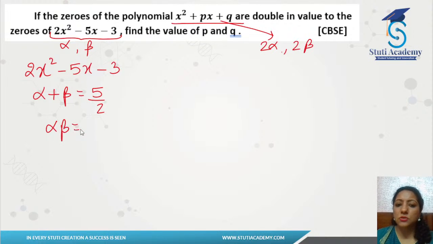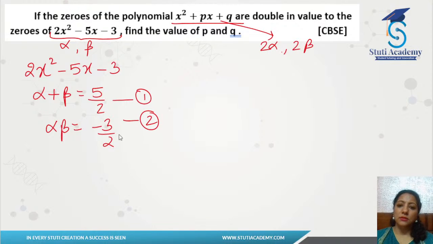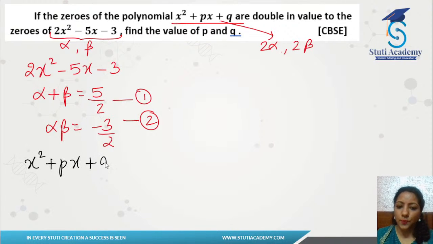And the product of the zeros is c upon a, that is minus 3 by 2. So let's keep these equations aside, we'll be using this. Now coming to this one, we have x square plus px plus q. So if alpha beta are zeros of this polynomial and the zeros of this polynomial are double in value of this one, so this would be 2 alpha and 2 beta. So I'm going to take the zeros as 2 alpha and 2 beta.